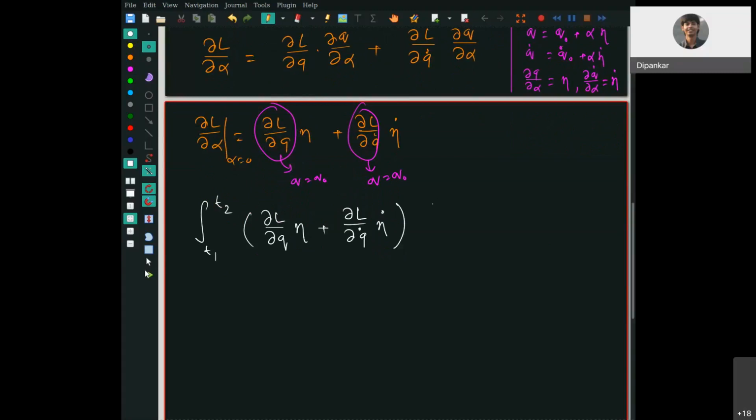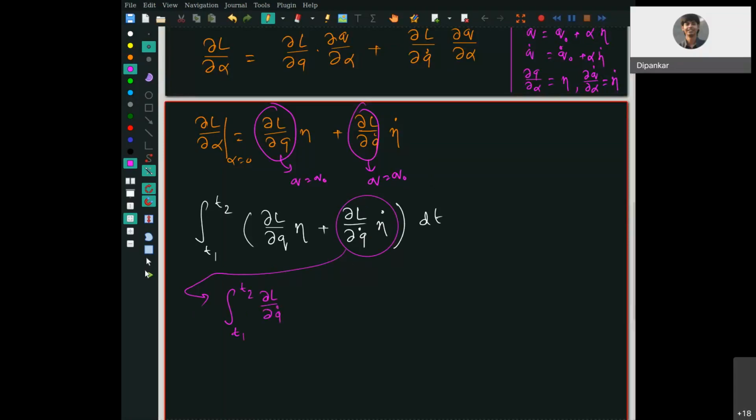Okay, and dt. Now you put a particular focus on the second term. So I extract out this term over here, and I will evaluate this one: the integral from t1 to t2 of del L del q dot times eta dot dt.